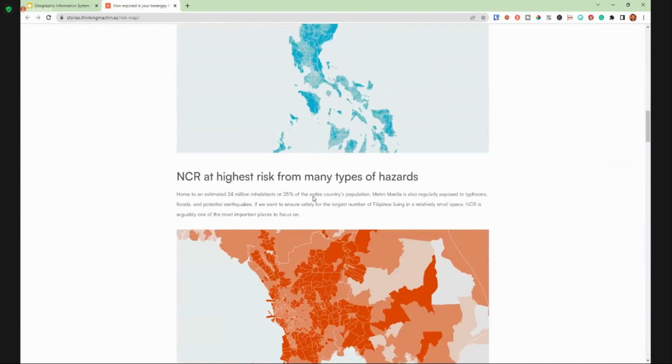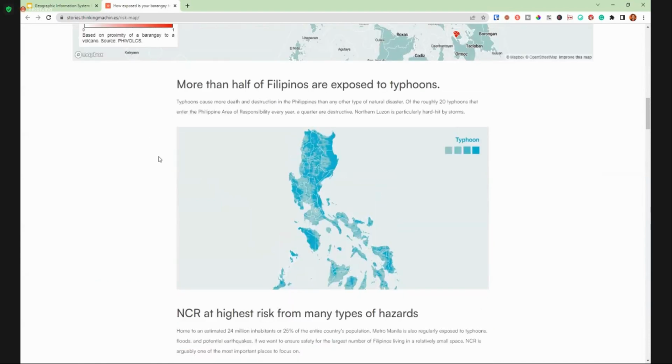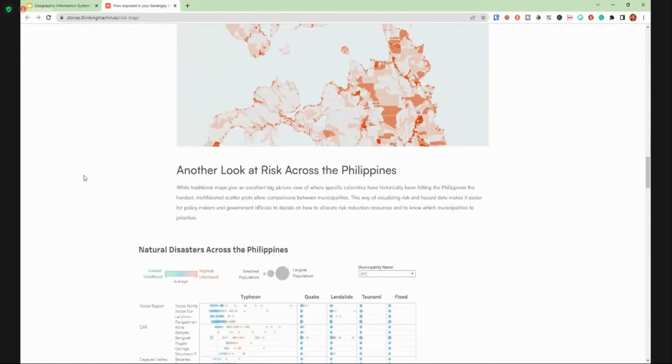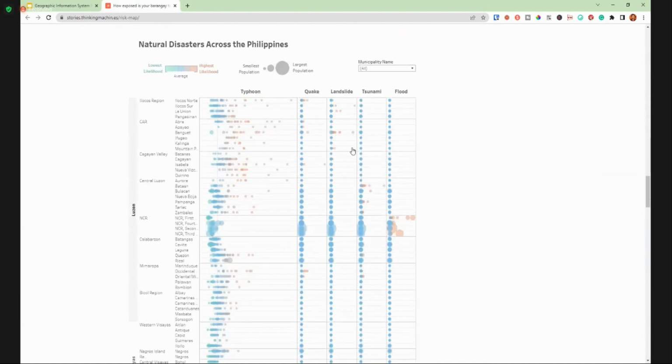Feel free to read it during your free time. So this is basically what we're doing at Thinking Machines. And this one, I also like this scatter plot. What this dashboard is telling us is that the smaller the circle, the smaller the population, and the larger the circle, the larger the population. And here we've also used colors to represent something.